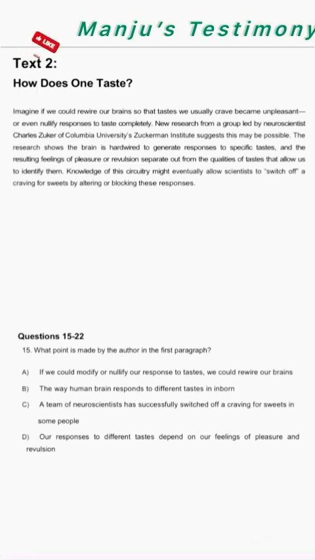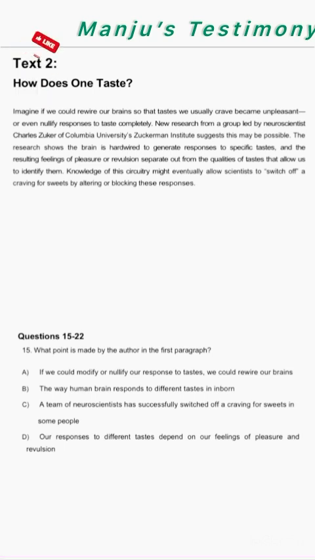The text says that knowledge of the circuitry might eventually allow scientists to switch off a craving. Might eventually means later, maybe highly unlikely. The "might" means a very slim chance. Eventually means later, gradually, at a later stage. That doesn't mean that something has been found out successfully. Okay, so option C can also be eliminated.